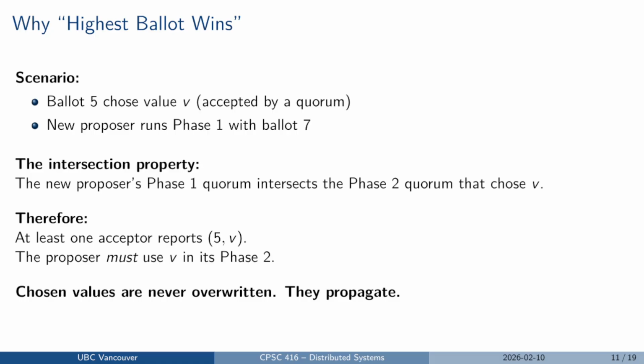All right, so the highest ballot wins. We always have at least one acceptor that reports the highest ballot, and therefore any new proposal can only send an accept with the previously adopted value. And that's the clever part here.